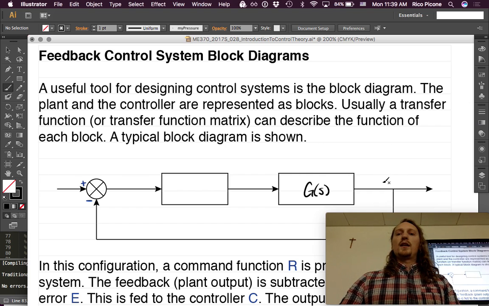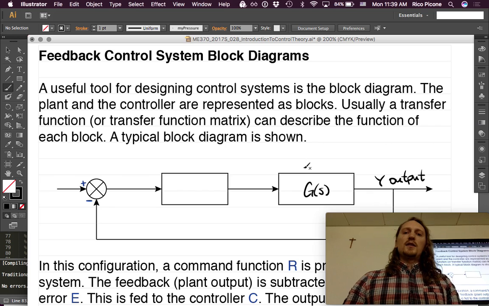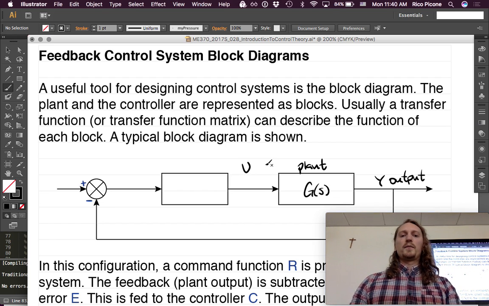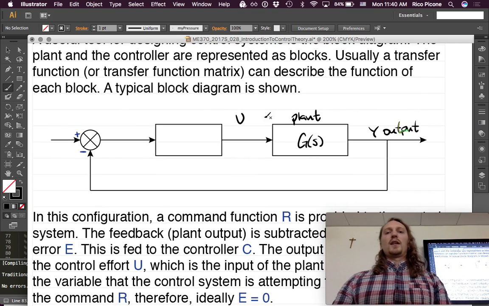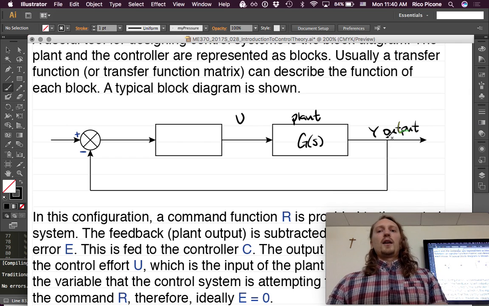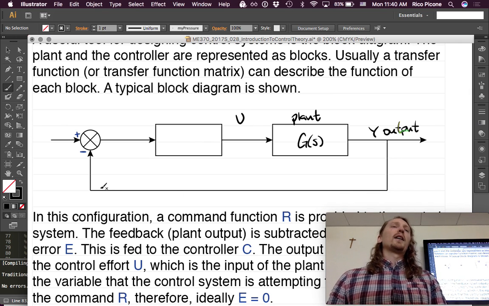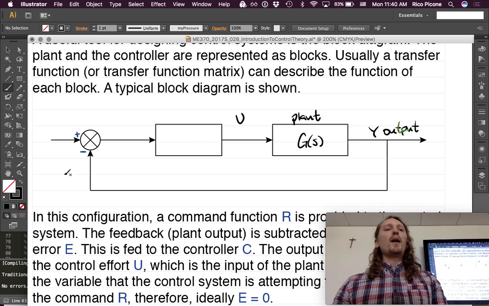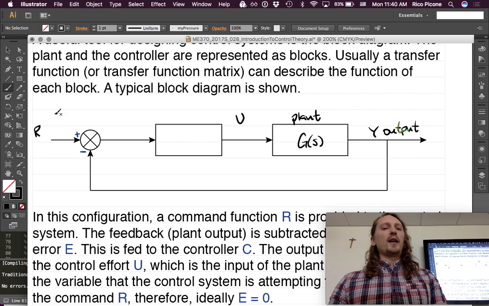So this is Y, the output. G is the plant. I'm going to write U here as the input to the plant. And the output of the plant is Y. We feed that back, okay? What we say is we want Y to be some command. We'll call it R, okay? This is the command.